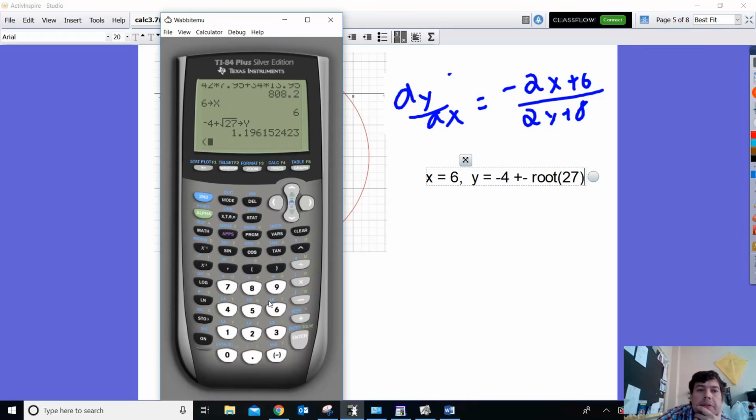And then I'm just going to use parentheses and type in the expression. Negative 2x plus 6, close, divided by parentheses 2y, alpha y, plus 8. So there's one of them, about negative 0.58 or so.